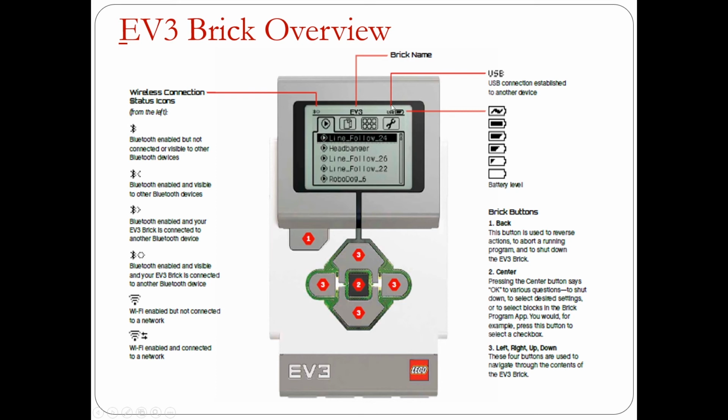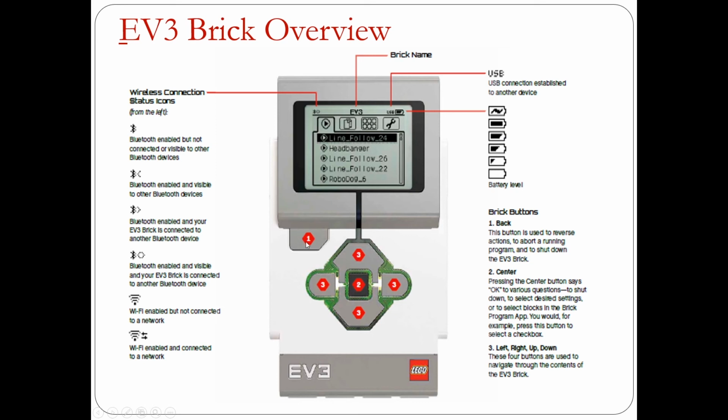Next, we have here USB. This one is the connection established to another computer. For example, if your brick controller is connected to the computer, you will see USB over here. Next, we have here the battery indication, the battery level. Next, let's move on to the buttons.